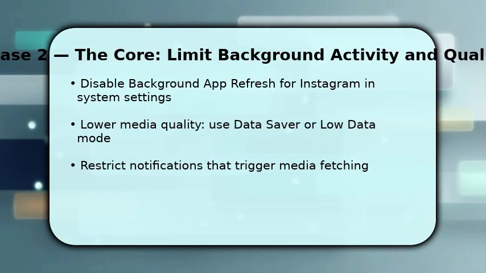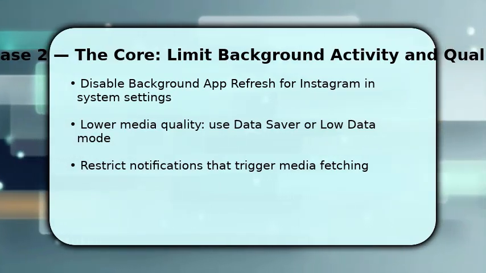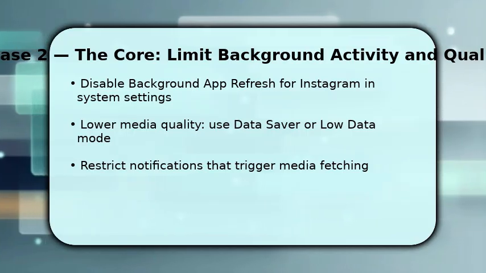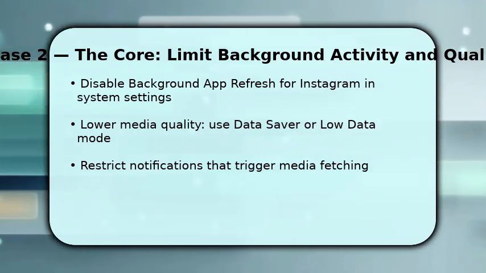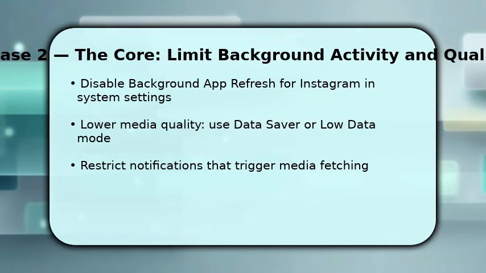Now you tackle the background and quality settings that keep biting your data. Go to your device settings and disable background app refresh specifically for Instagram so it won't update feeds in the background. Inside Instagram, enable data saver or low data mode to reduce image and video resolution.